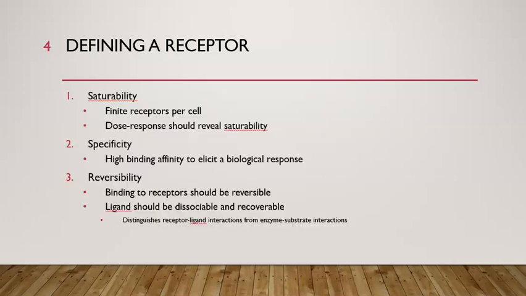So, how do we define a receptor then? Since there are many different types of proteins and enzymes that are capable of binding ligands, it's very useful to define the characteristics of our receptors. We do that using three big things. Number one is saturability. This is a finite number of receptors per cell. So it's really just the number of receptors per cell.